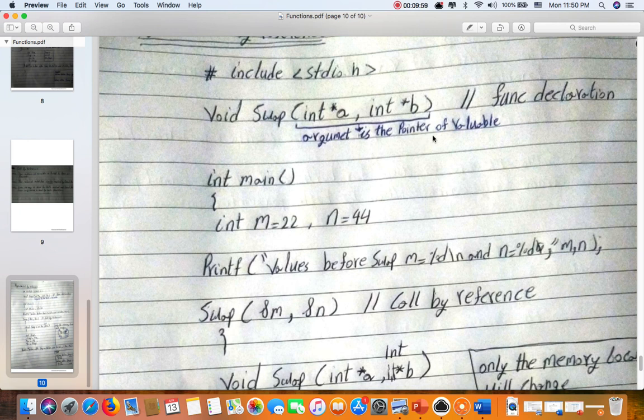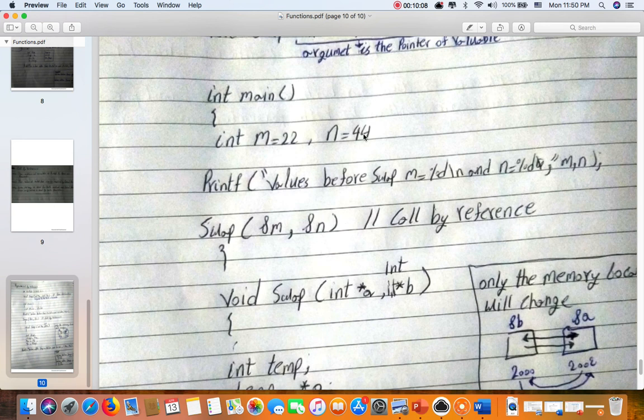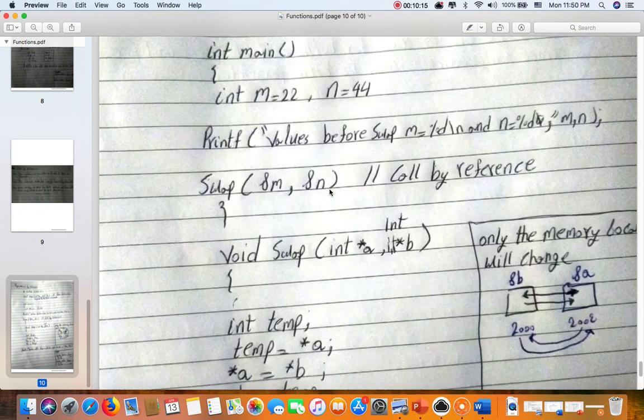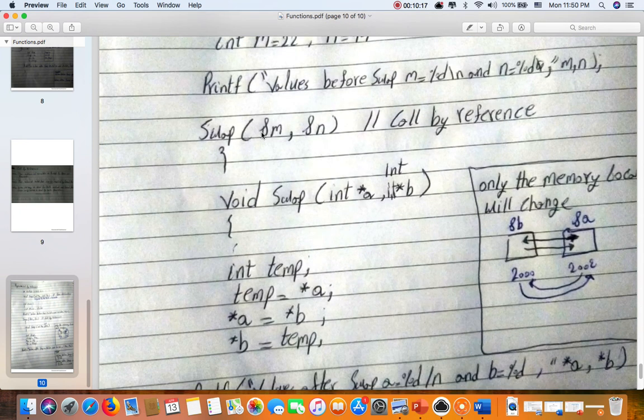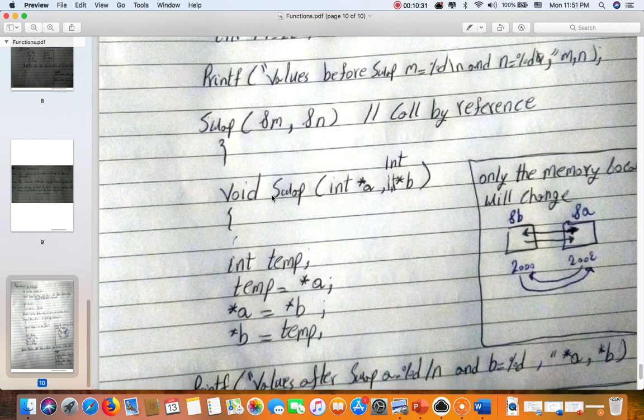The arguments are pointers, guys. You don't have to worry about it, because there's another chapter, chapter 7, that we call pointers. Integer m equal to 22, n equal to 20. Here we're printing the values before the swap. Now we're calling by reference, but we're calling here by the memory address. You can see here, guys, we call it by the memory. We're not going to call it by the value itself.